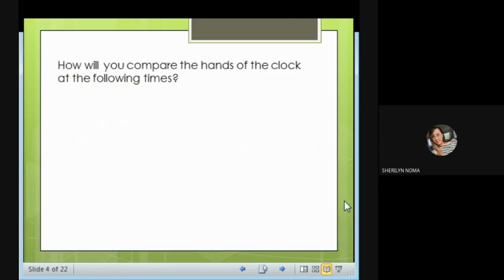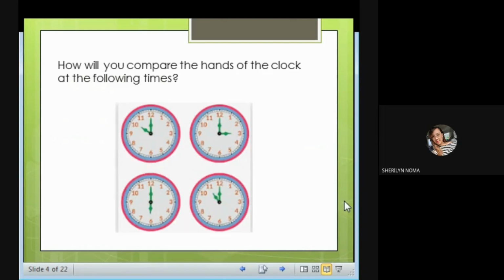Next, how will you compare the hands of the clock at the following times? Look at the clock. Okay, the hands are different. They are in different positions. It forms angles.